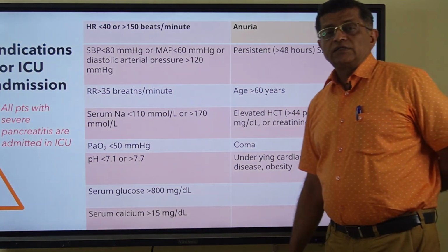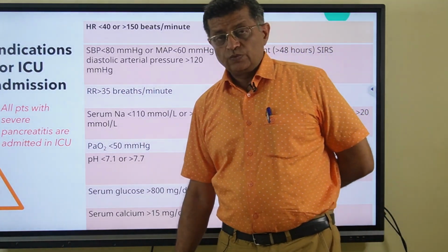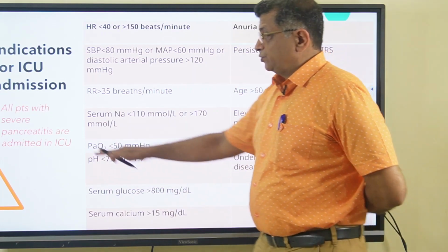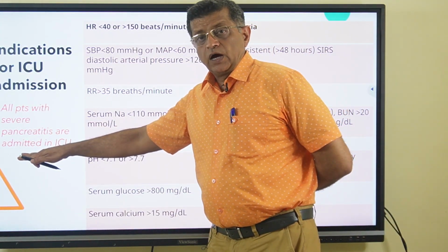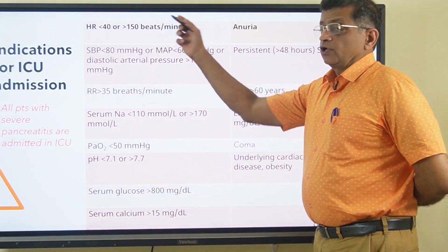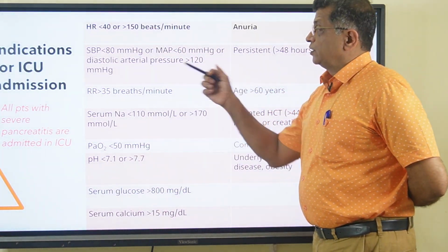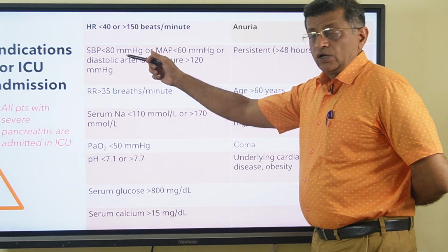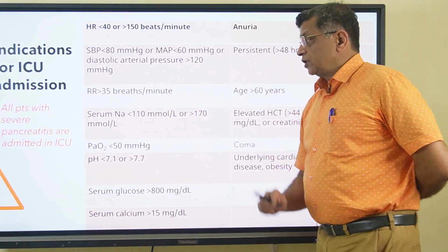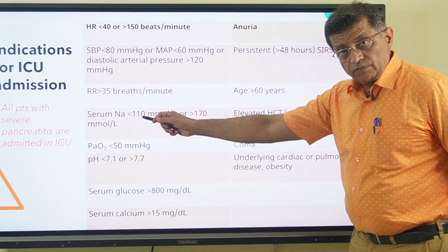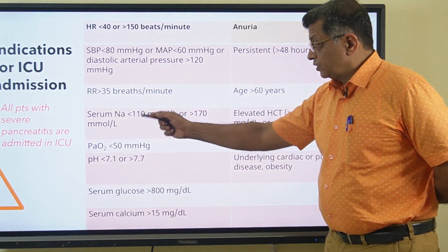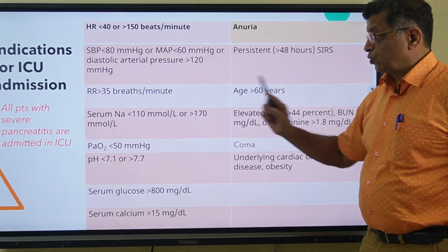So when do we get this patient admitted in ICU, right? So these are the criteria. All patients with severe acute pancreatitis are admitted in ICU. Apart from that, if the heart rate is less than 40 or more than 150, these are the criteria: systolic BP less than 80 or MAP less than 60, respiratory rate more than 35, serum sodium less than 1. So serum sodium has not come in criteria so far. So if serum sodium is less than 10 or more than 170, patient goes to ICU.